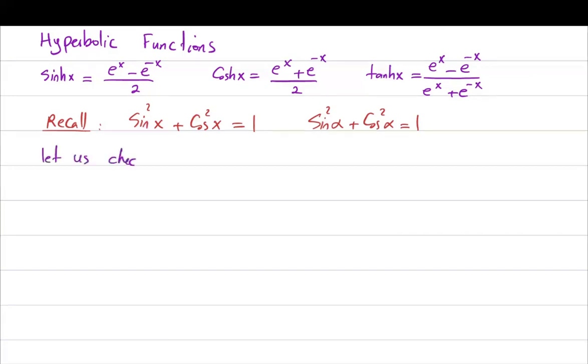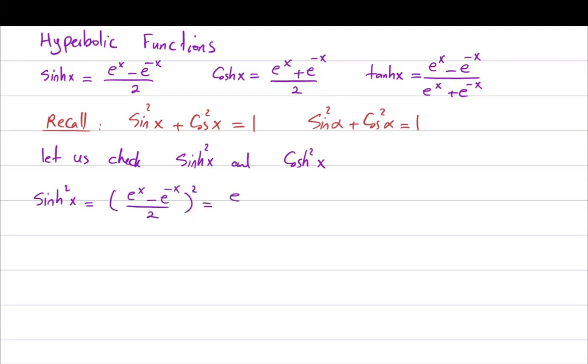Let us check hyperbolic sine to the second and hyperbolic cosine to the second of x. Let's see what's happening here. If I take hyperbolic sine and raise it to the second power, take hyperbolic cosine and raise it to the second power, adding them or subtracting them creates a 1 for us. So hyperbolic sine squared is e to the x minus e to the power minus x divided by 2 to the second, which in turn can be written as e to the x minus e to the power minus x to the second divided by 4.